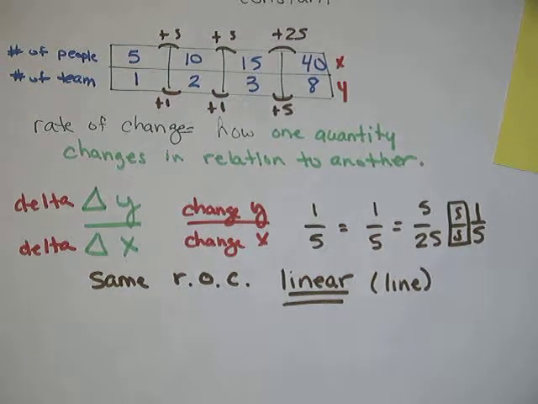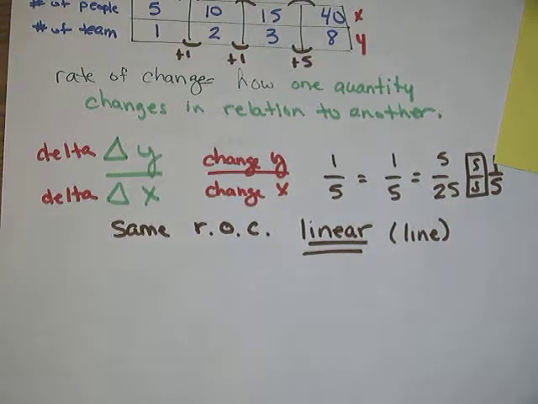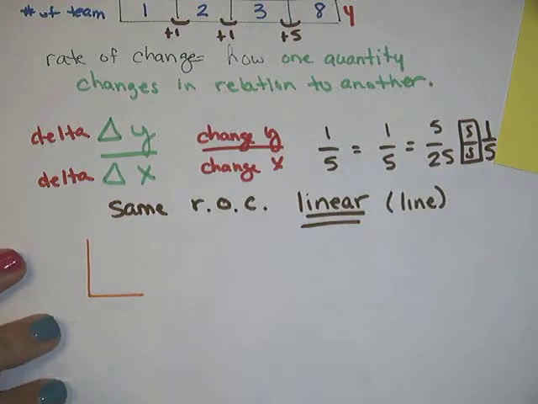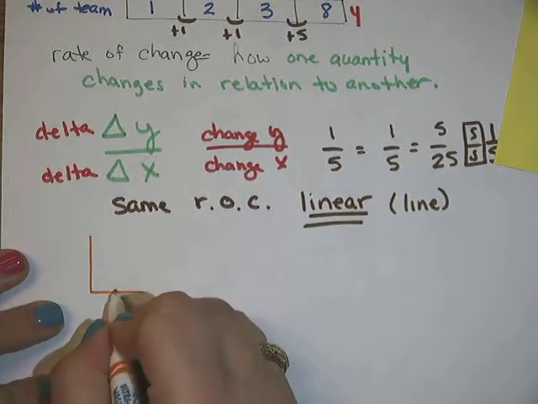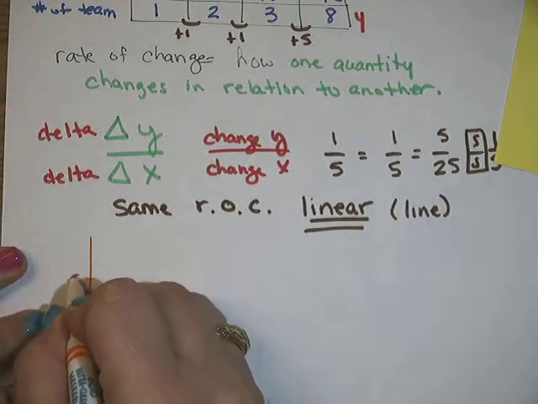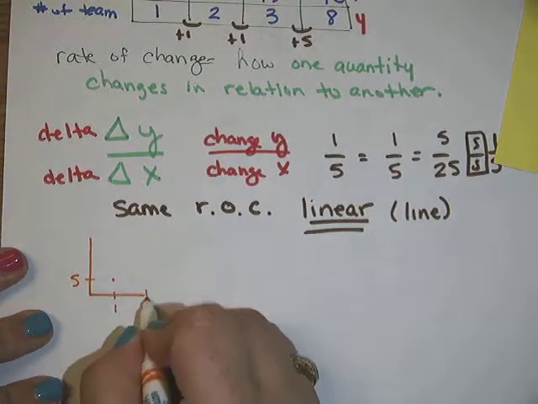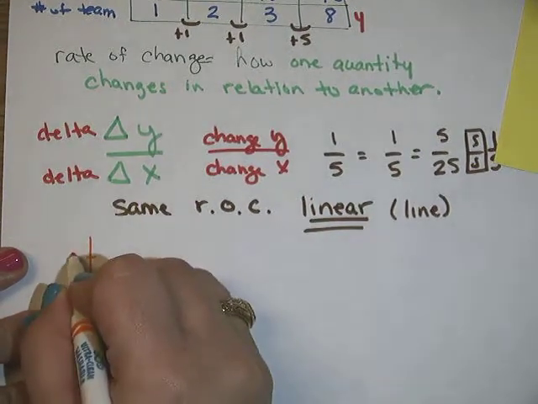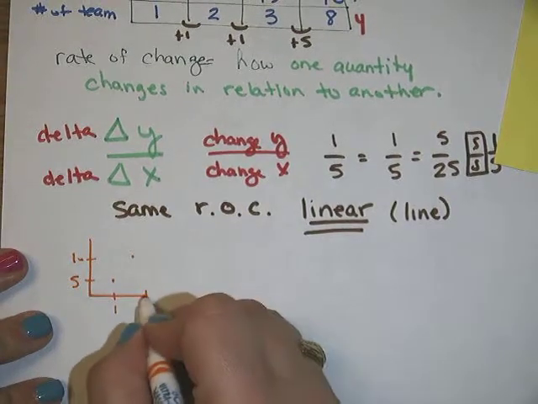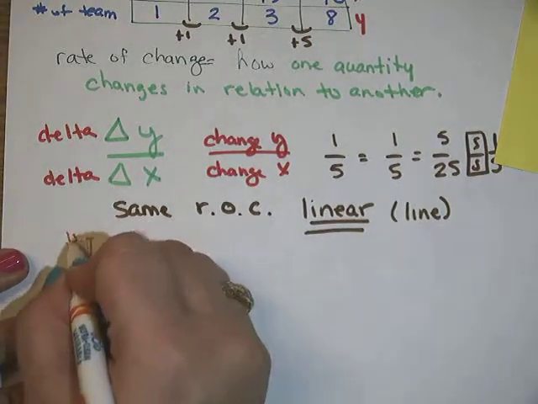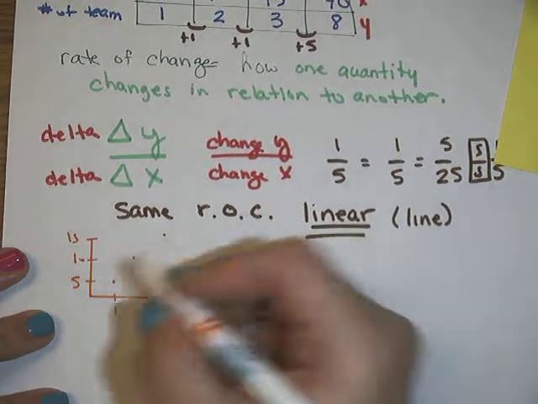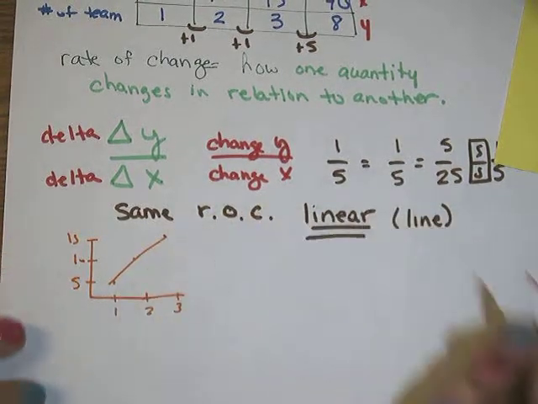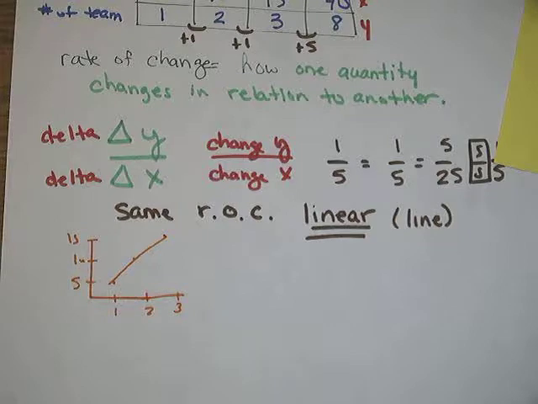Do you know what linear means? Oh, straight. Yep. It means it makes a straight line. So linear means it makes a line. So what that looks like is if I asked you to put this on a graph, just draw a little bitty coordinate grid here real quick. Okay, if 1 is 5 and 2 is 10, and 3 is 15, then I should be able to draw a straight line all the way up.